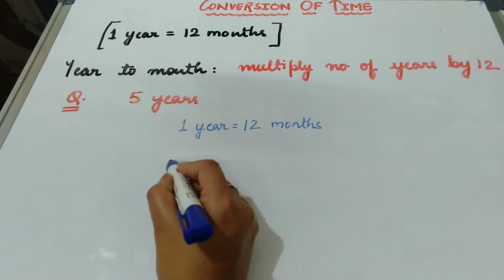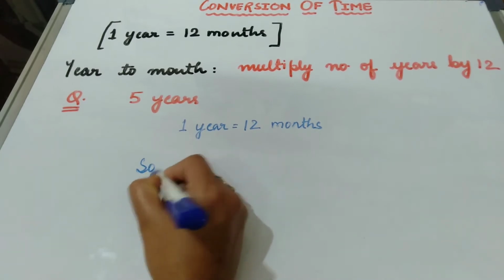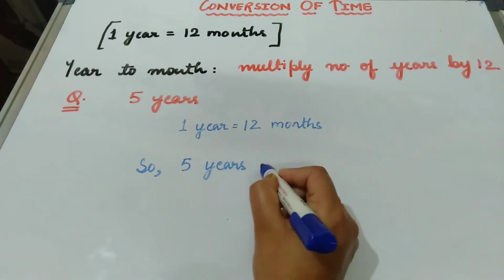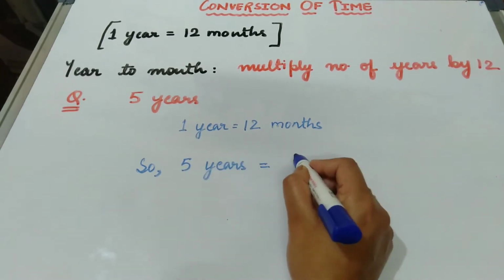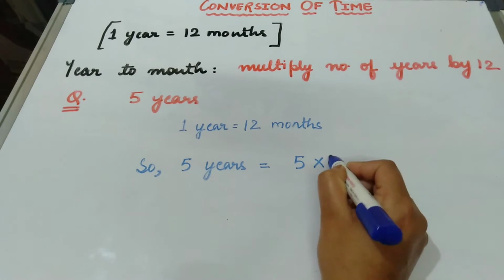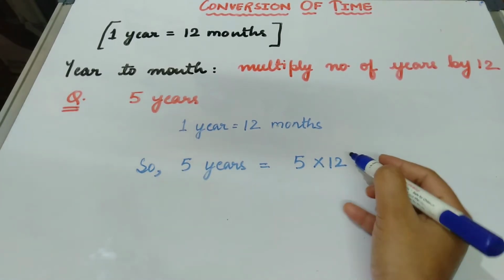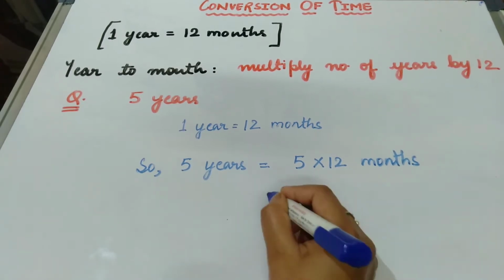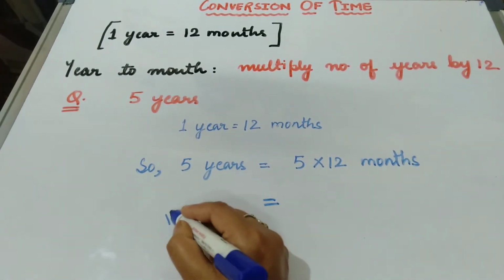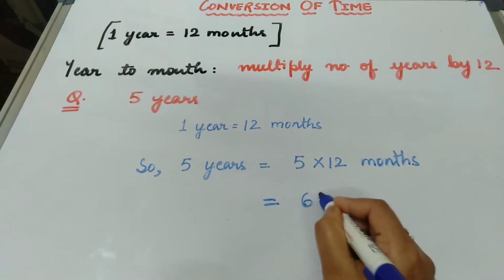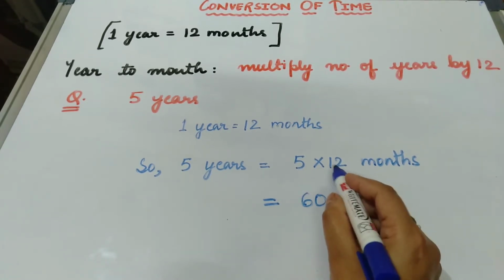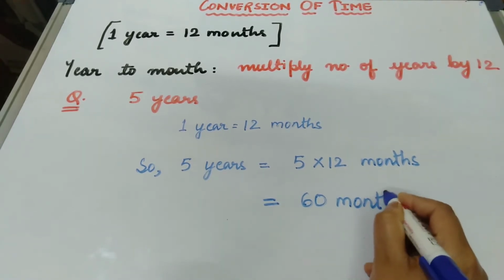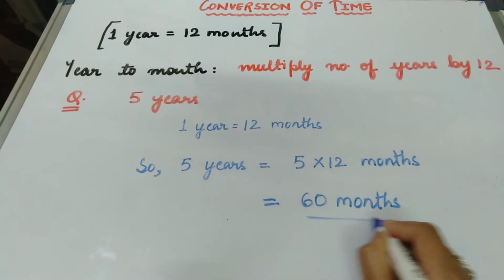Now since you have 5 years, 5 years will be equal to how much? We will multiply the number of years by 12. 5 multiplied by 12. Here we are converting it in months, so we will write months. 5 into 12 is how much? 5 into 12 is 60. You will read the table of 12, 12 fives are 60. So it will be 60 months. So in 5 years there will be a total of 60 months.